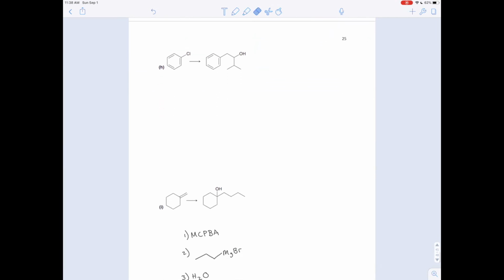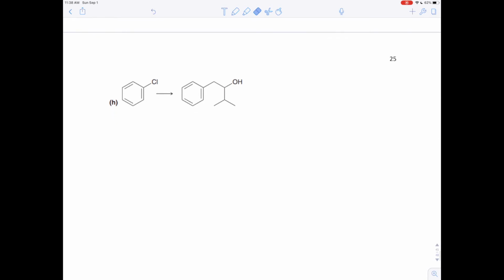Okay, last but not least, let's try this one here, H. And then I'll do the ones we've skipped over or haven't done just yet in a separate video, just so these videos don't get too long. So if you notice here, the molecule on the left has 1, 2, 3, 4, 5, 6 carbons. The molecule on the right has 1, 2, 3, 4, 5, 6, and then 7, 8, 9, 10, 11 carbons. We've added a whole bunch of carbons. That is a sign at this point in the course that you would want to use a Grignard reagent.